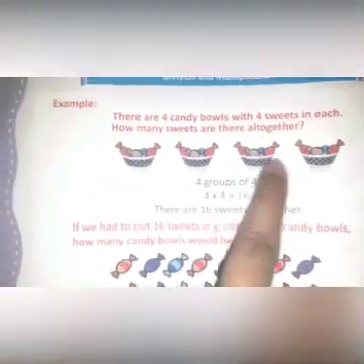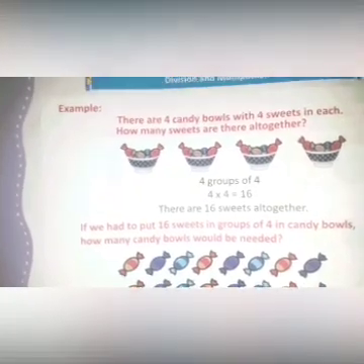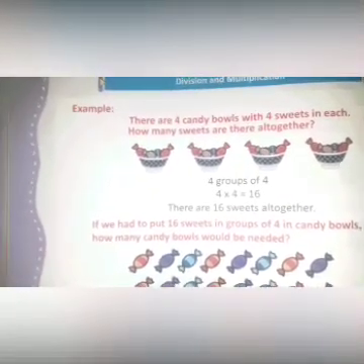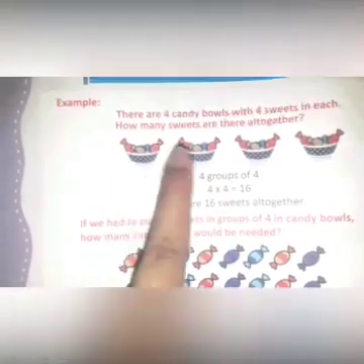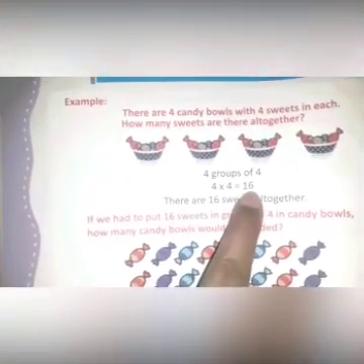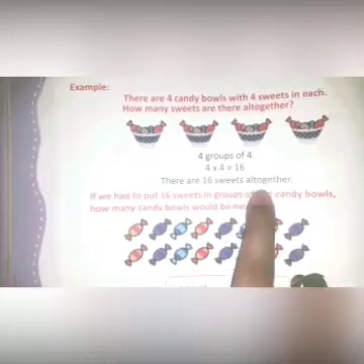You will not count all the candies because it's a long process. So what will you do? We have learned it in a previous chapter. We will multiply it, 4 by 4. 4 candies times 4 bowls is equal to 16. There are 16 sweets altogether.